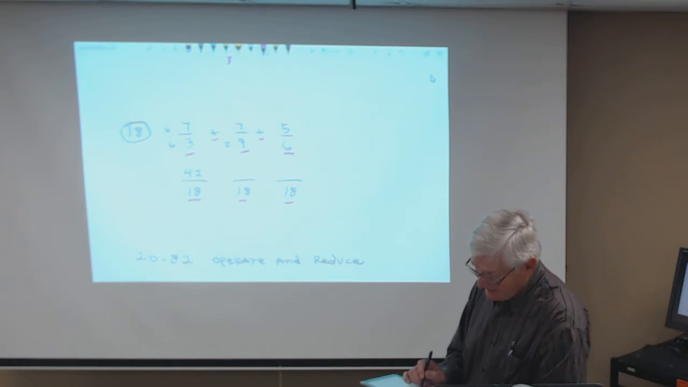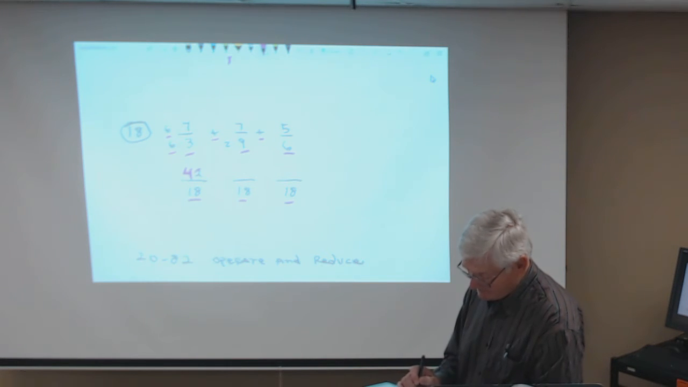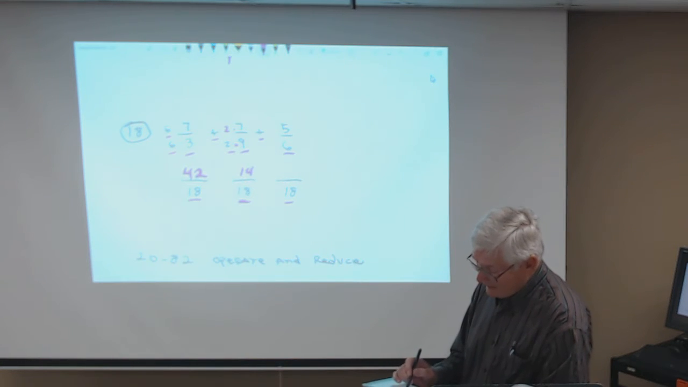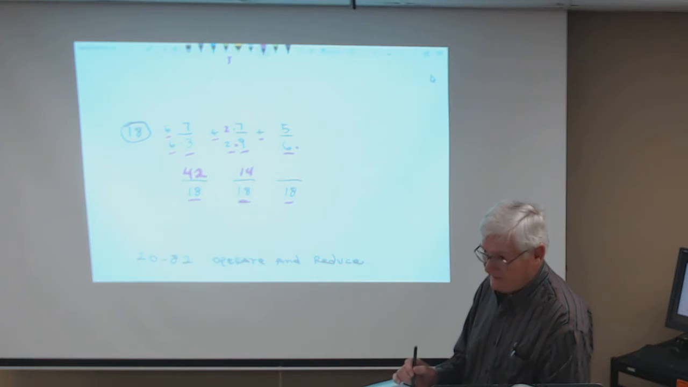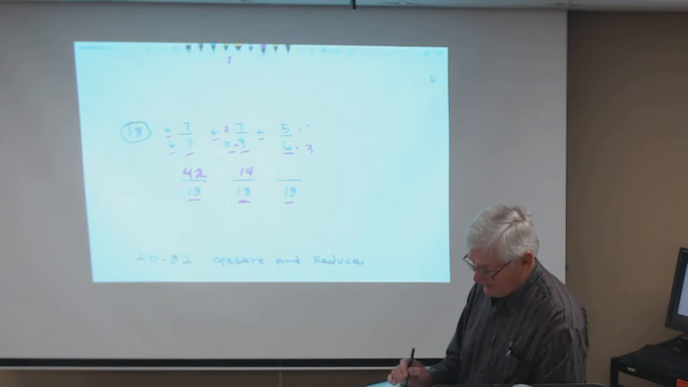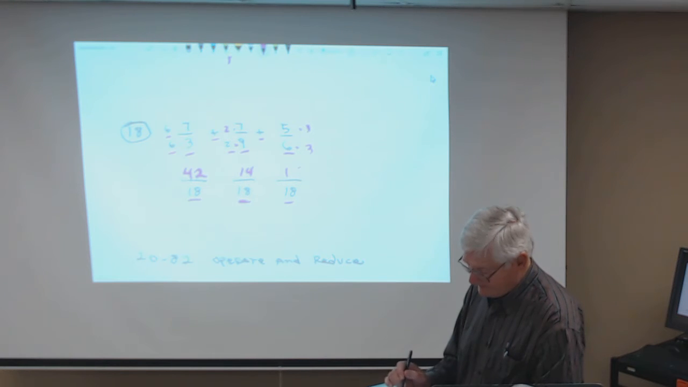So, what do I take times 3 to get 18? 6. So then I take 6 times 7 and I get 42. Everybody follow that? What do I take times 9 to get 18? 2. So I take 2 times 7 and I get 14. What do I take times 6 to get 18? 3. So I take 3 times 5 and I get 15.